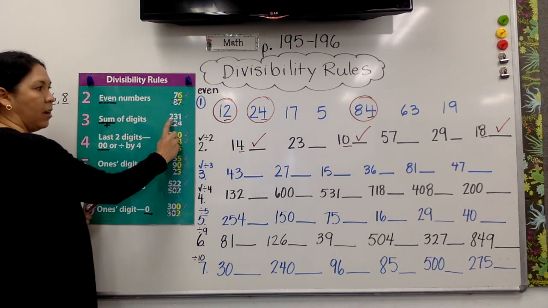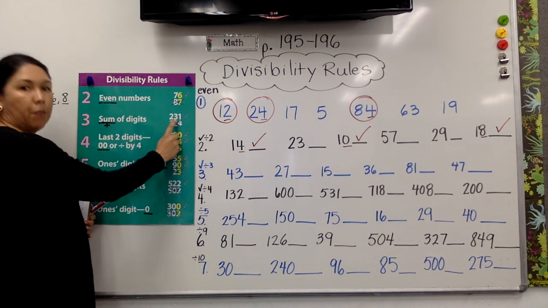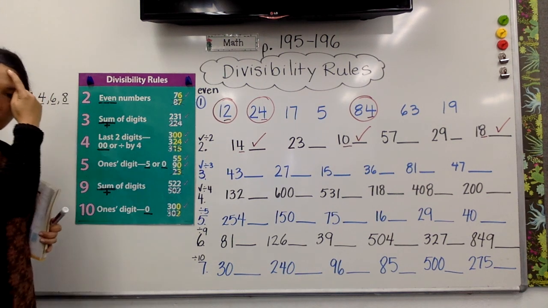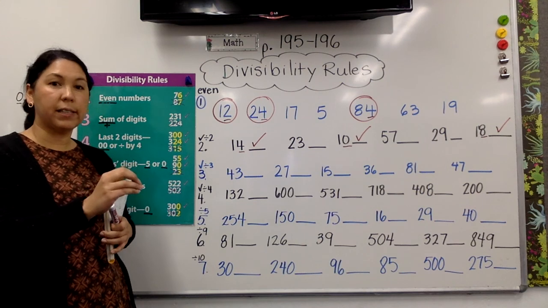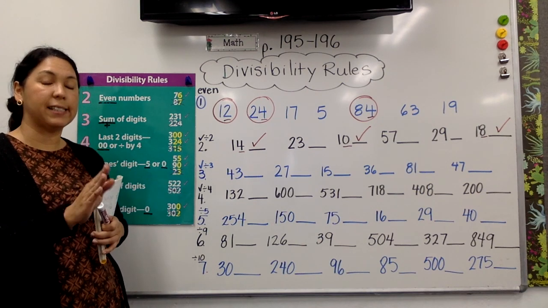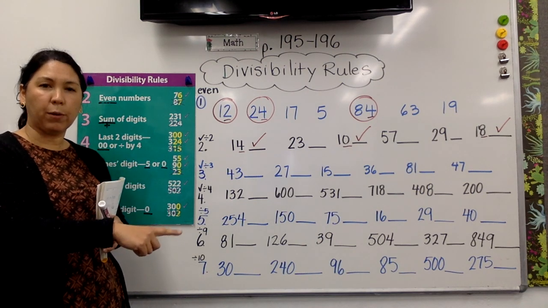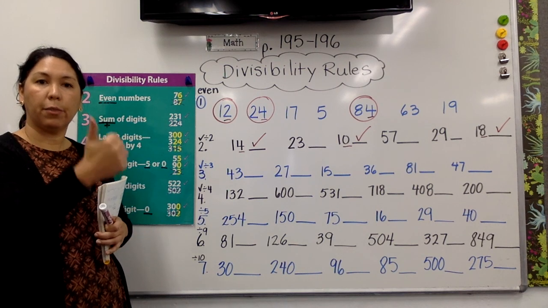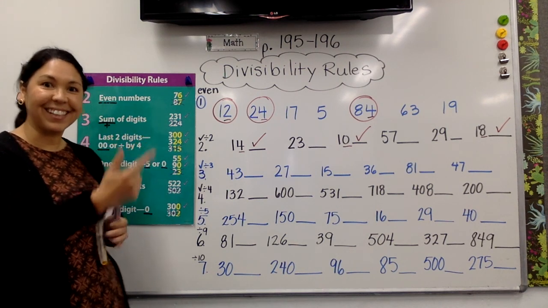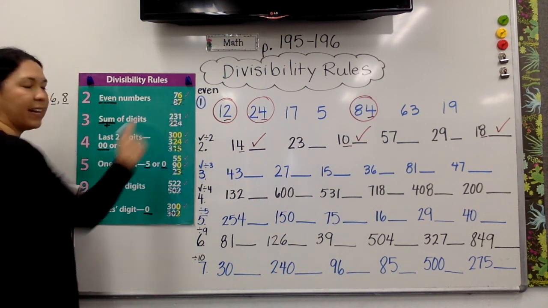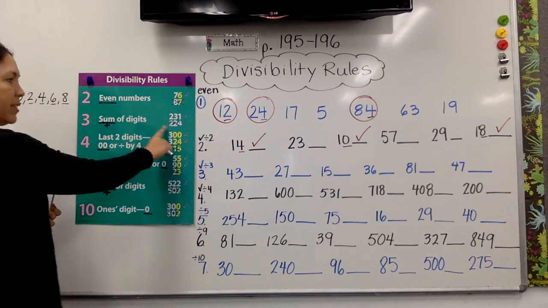So let's look at this first one. 231. Let's add it. What's 2 plus 3? 5. What's 5 plus 1? 6. Now, once you have that number 6, you ask yourself, is 6 divisible by 3? Can 3 go into 6? 3, 6. Yes. So that got a check mark. It is divisible.